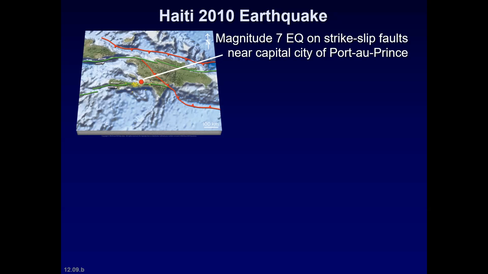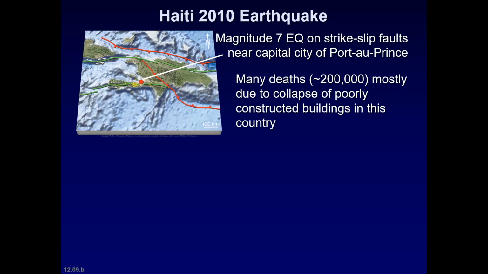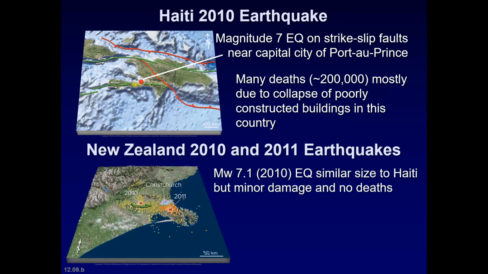And then the Haiti 2010 earthquake, that's a magnitude 7 earthquake located on strike slip faults near the capital city of Port-au-Prince. We had just an enormous number of people lost their lives from that, mostly due to the collapse of the buildings in this country. New Zealand had a similar sized earthquake. It's very hard for me to compare one earthquake on one side of the planet to another, but it is said that due to the construction of buildings in this area, there were no deaths and minor damage as well.